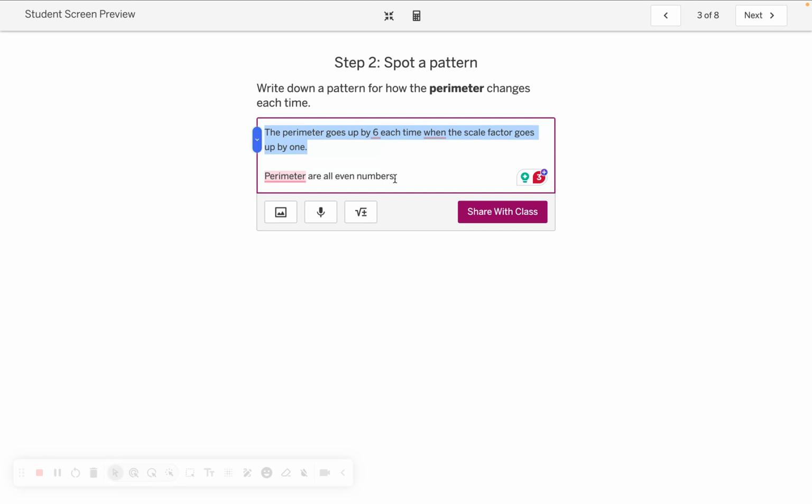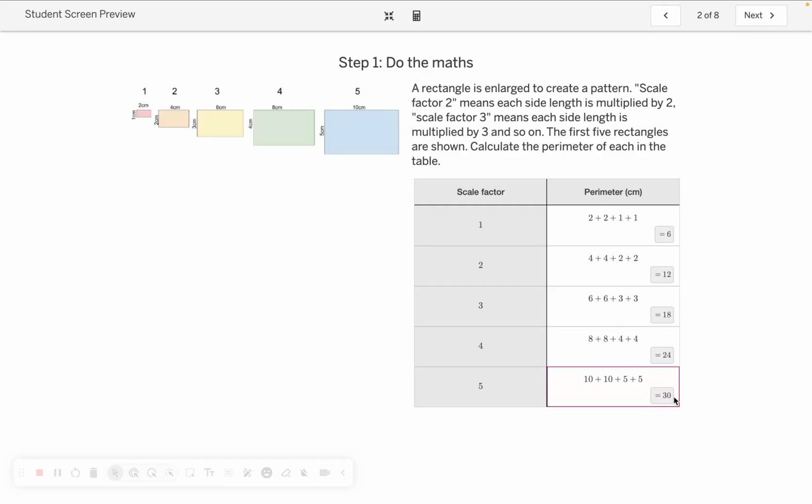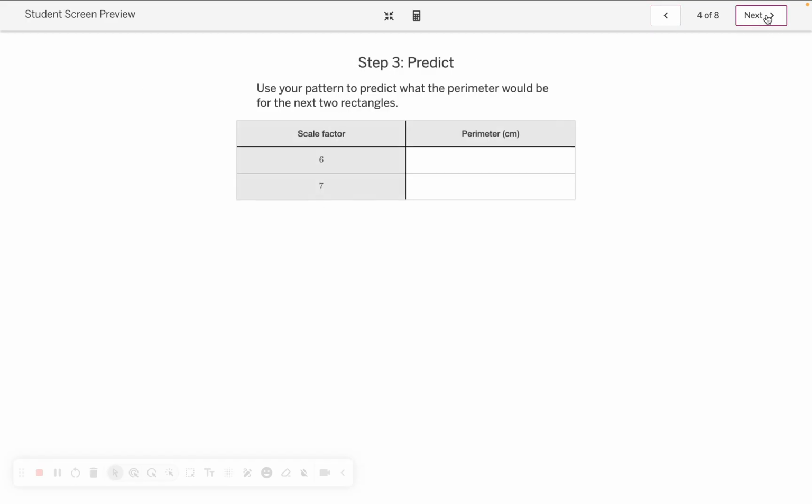Make sure you read the question carefully as well. Okay, so I'm just going to write this. I'm not a big fan of this, because it doesn't really answer the question, but technically it is still a pattern. Now it says use your pattern to predict what the perimeter will be like for the next two rectangles. So we know that if it goes up by 6 each time, the next one should be adding 6 to 30. So this should be 36 and the last one should be 42.